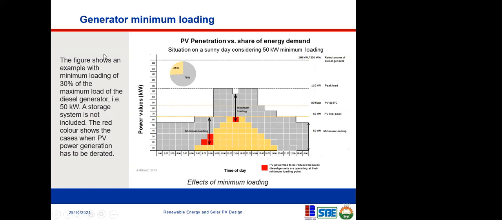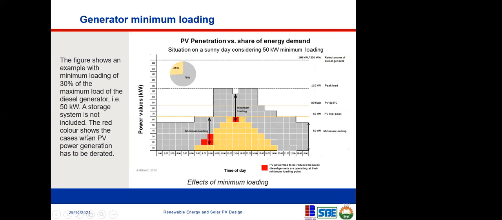So let us describe what is happening here. The figure shows an example with a minimum loading of 30% of the maximum load of a diesel generator. That is 50 kilowatts. So 30% of, now this is from the previous diagram that we had, 30% of 160 is 50 kilowatts, okay? So a storage system is not included. So in this our example, there is no storage system that is included.